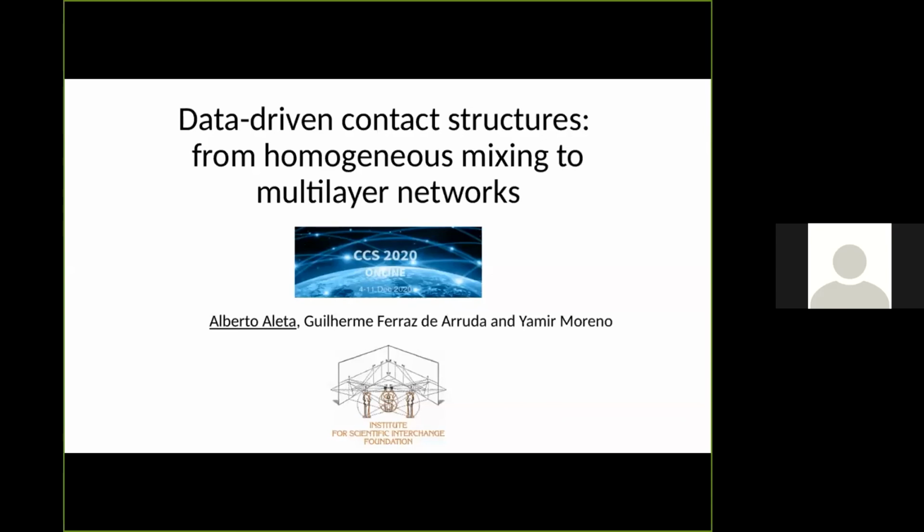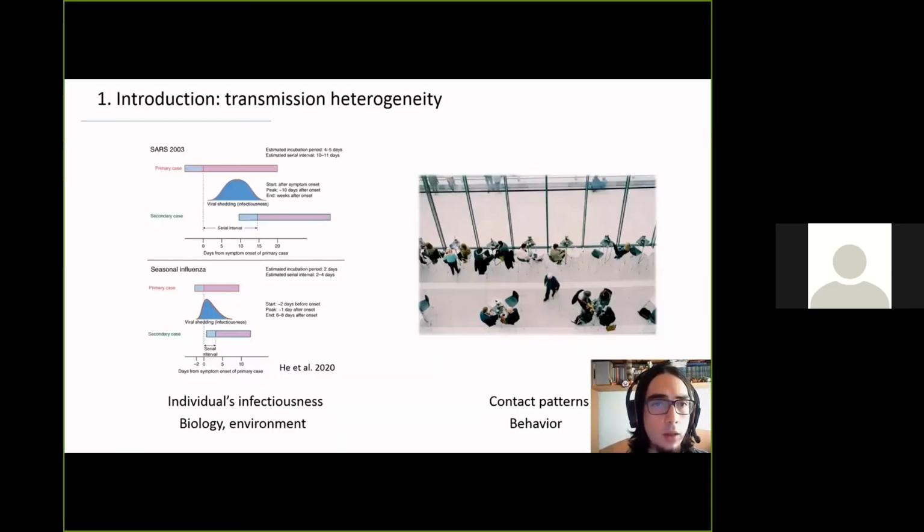I'm going to talk about data-driven contact structures, from homogeneous mixing to multi-layer networks. In this work, we are interested in studying the transmission heterogeneity of the population. We could consider two types of heterogeneity mainly, one that would be more biological or environmental, and that essentially modifies the individual's infectiousness, but we are not interested in that one.